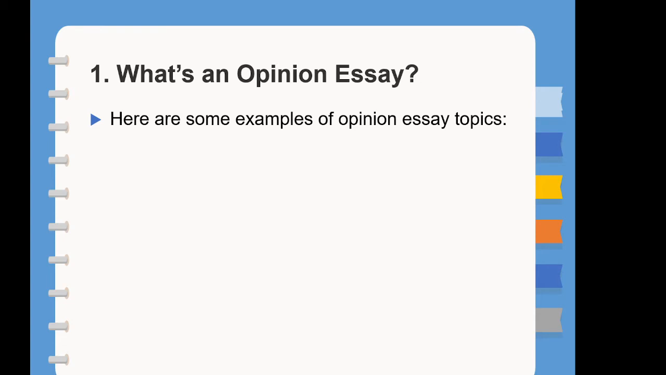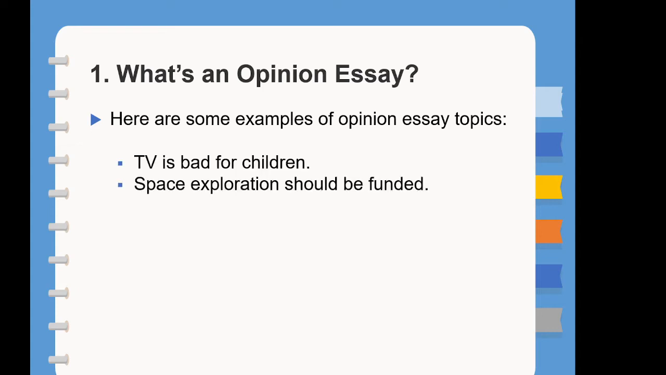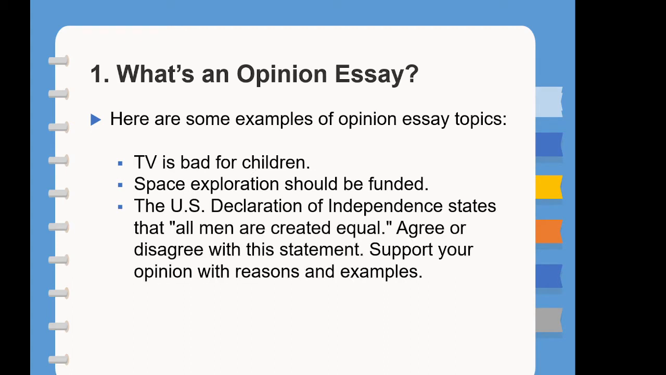Well, here are some examples of opinion essay topics. Let's see. TV is bad for children. Space exploration should be funded. The U.S. Declaration of Independence states that all men are created equal. Agree or disagree with this statement. Support your opinion with reason and example.